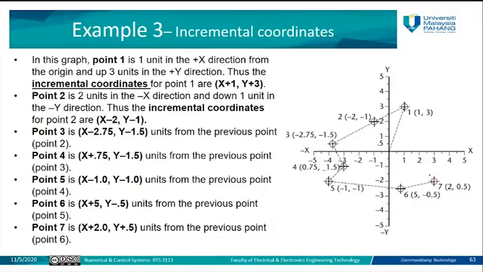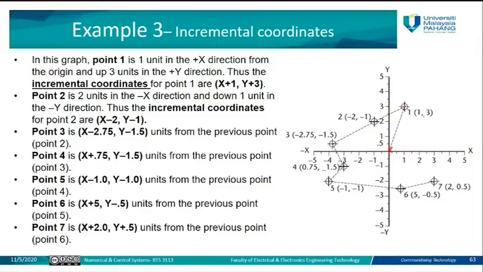So how are we going to define the incremental coordinates? We always start with 0, 0. Even for incremental coordinates, the first reference is 0, 0. Then what will be the coordinate for the first point? From 0, 0, how far do we move on the x-axis? It is 1. On the y-axis, it's 3. So from 0, 0 to this point, we have 1 and 3.